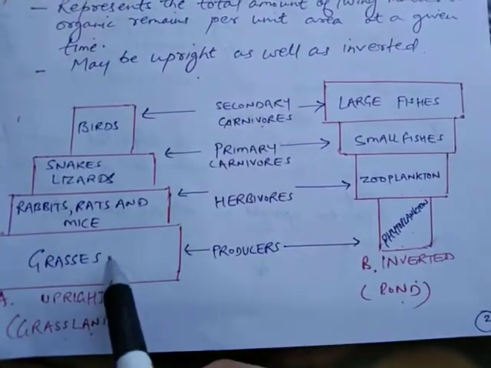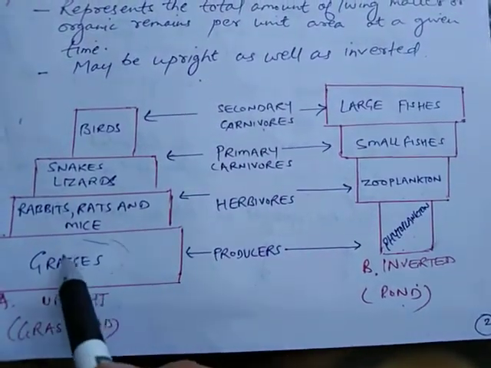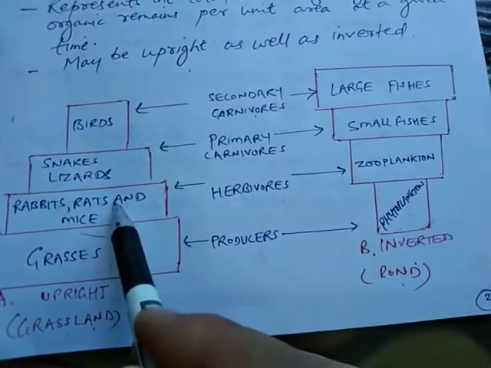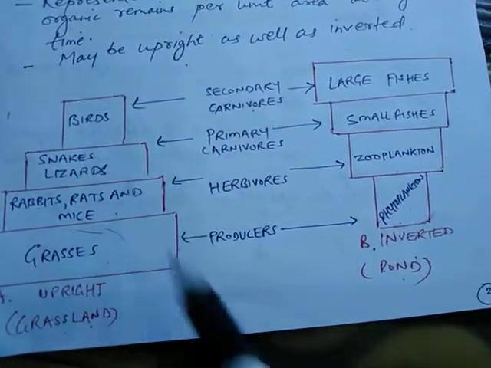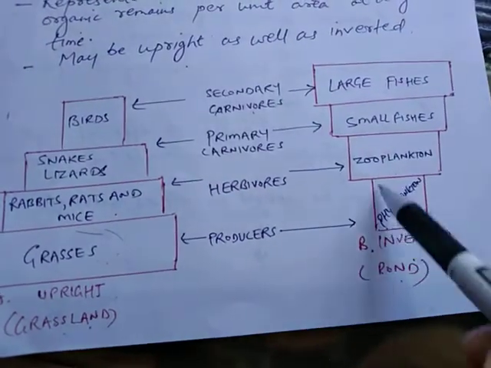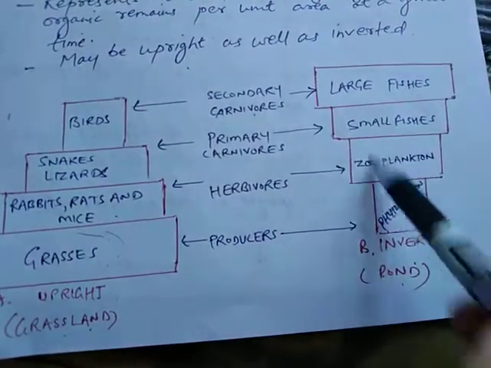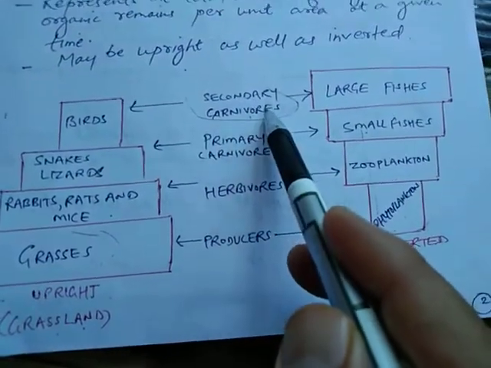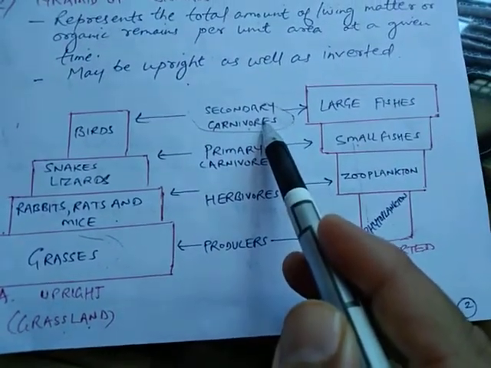Here you can see at this level the organic matter available is much, then suddenly it is decreasing. Here it is gradually increasing, and these secondary carnivores have the availability of much more organic matter.